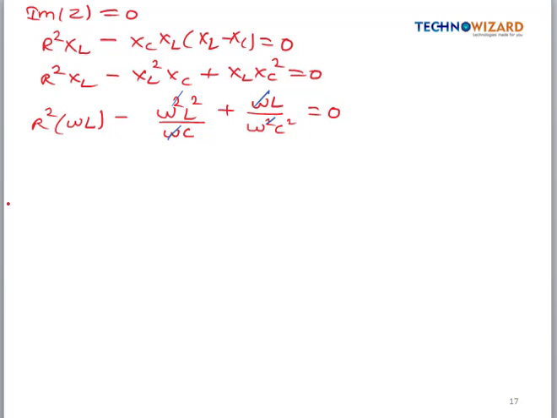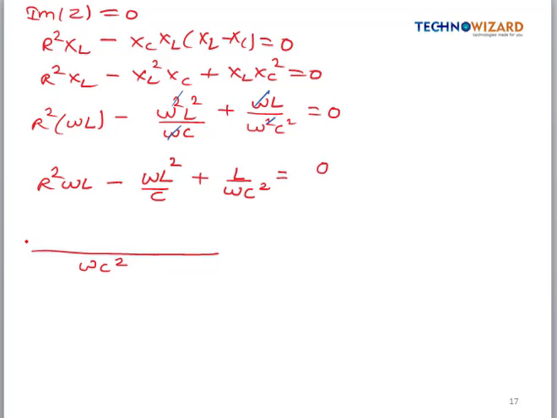So we are getting R square omega L minus omega L square by C plus L by omega C square is equal to 0. So now let's take the LCM as omega C square. So this will be R square omega square L C square, minus omega square L square C, plus L is equal to 0. Oh sorry, this is L.